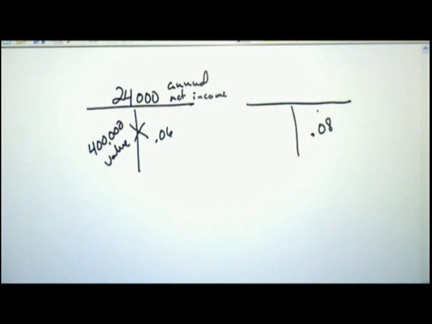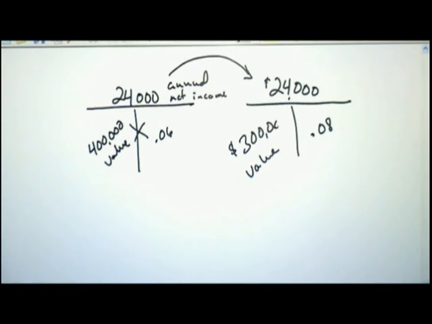Now I always need two parts to make my T work, which means I'm going to have to carry the $24,000 annual net income over. So $24,000 annual net income divided by 0.08 gives me a new value, based on this capitalization rate, of $300,000.